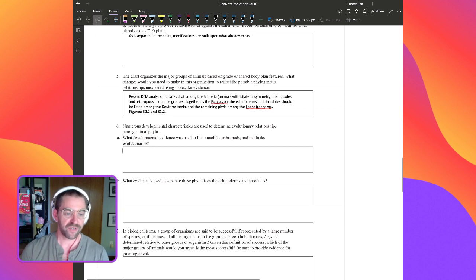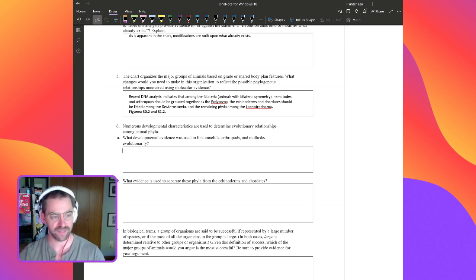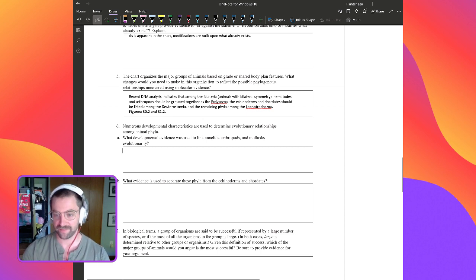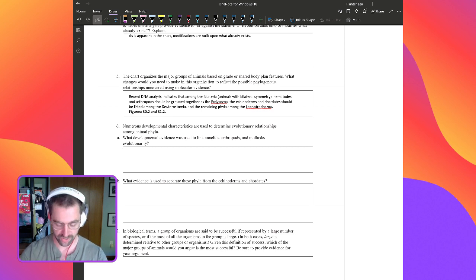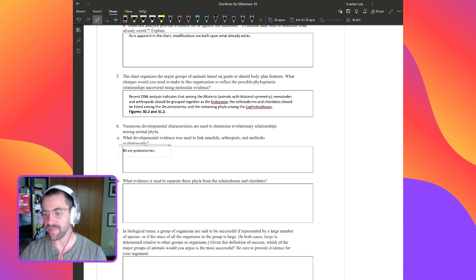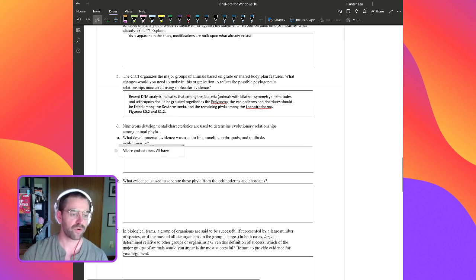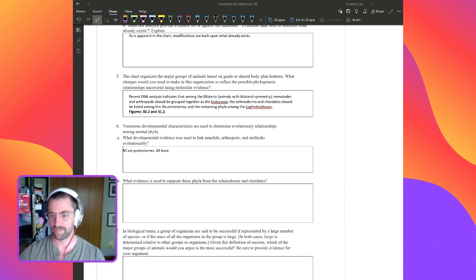All right, so numerous developmental characteristics are used to determine evolutionary relationships among animal phyla. What developmental evidence was used to link annelids, arthropods, and mollusks evolutionarily? So developmentally, annelids, arthropods, and mollusks are all protostomes. They all display spiral determinate cleavage. Protostomes has to do with which opening of the organism, mouth or anus, forms first during embryonic development, if I remember correctly. So proto would be early, and we're gonna look this up. Protostomes, meaning a multicellular organism whose mouth develops from a primary embryonic opening, such as an annelid, mollusk, or arthropod. There you go.